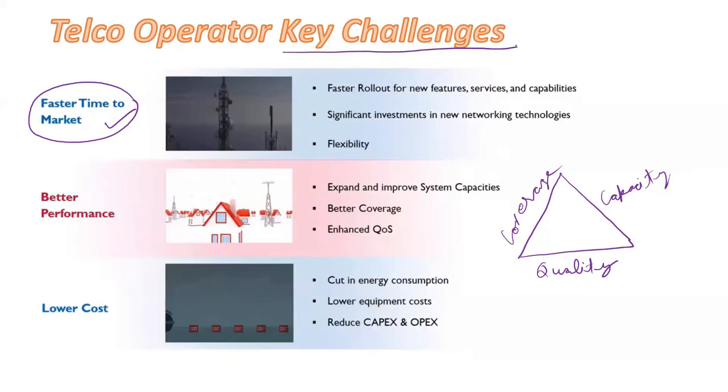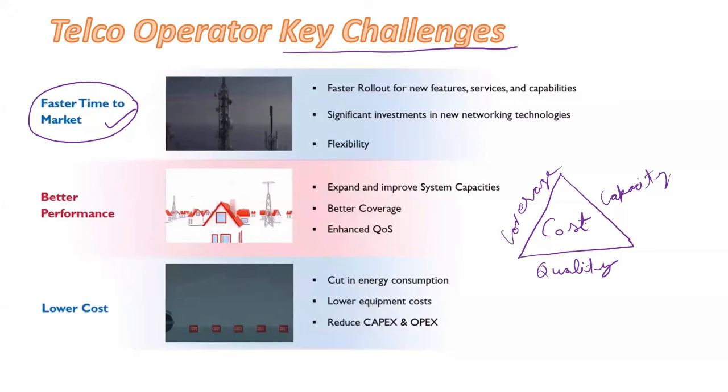Right now, there is another dimension in the design, which is cost. In addition to this, nowadays a fourth term is added, which is cost. So whenever you are designing a network, you do not just need to consider the coverage, the capacity, and the quality. Now you need to consider the cost as well. So that is another dimension in the designing process.